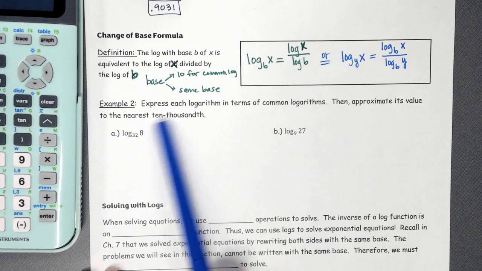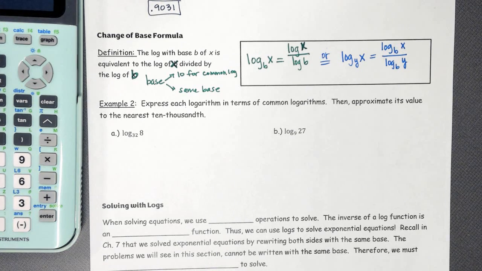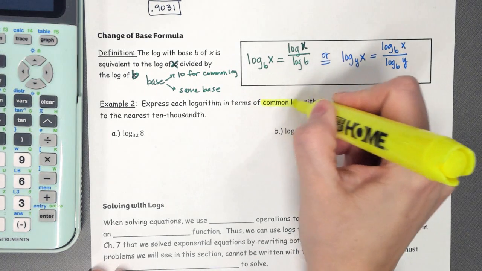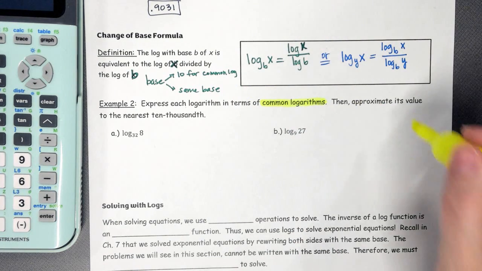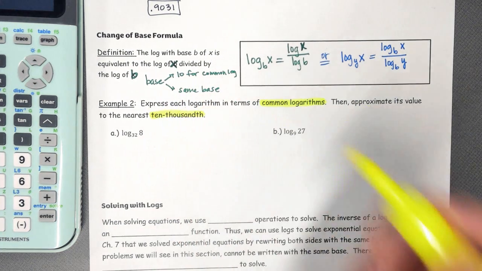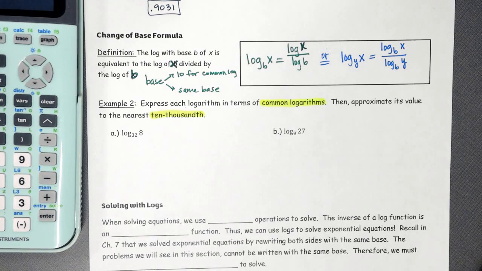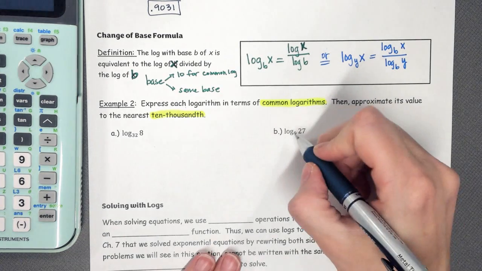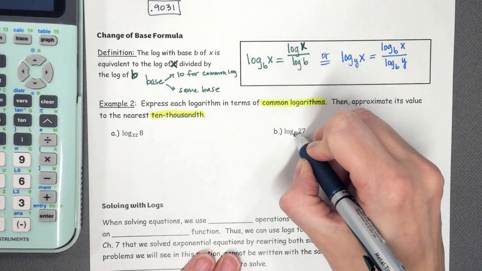Okay, so we're going to express each logarithm in terms of common logarithms. Then we're going to approximate the value to the nearest 10,000th. Okay, and like I said, don't do this. I'm going to change the 9 to an 8 here.